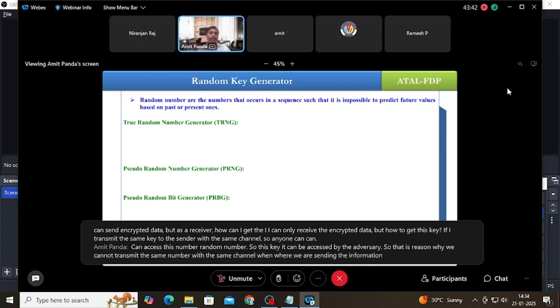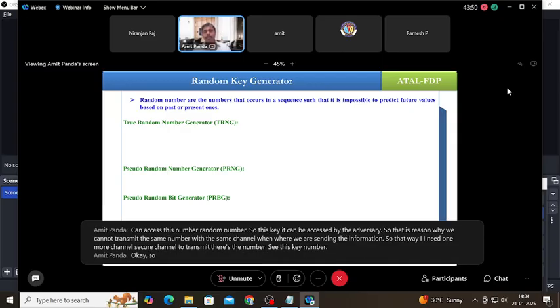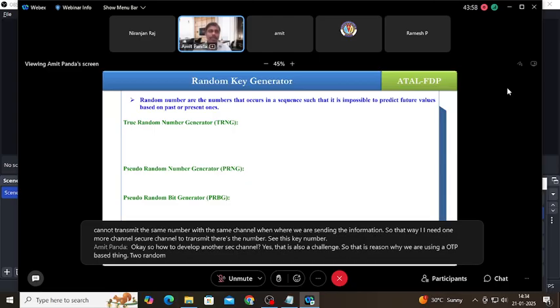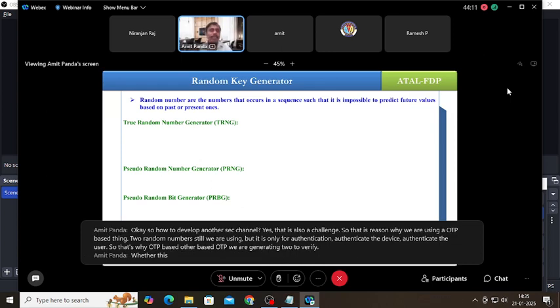So that way I need one more secure channel to transmit this key number. Okay, so how to develop another secure channel? Yes, that is also a challenge. So that is the reason why we are using OTP based approaches. True random numbers we still use, but only for authentication, to authenticate the device and the user. So that's why we generate an Aadhaar based OTP to verify whether this person is authorized.